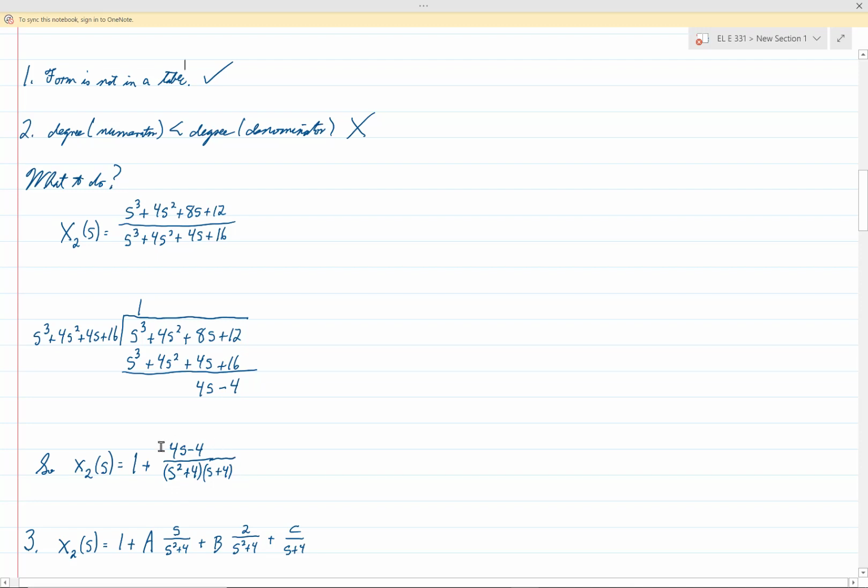Notice that now that we have done that step, this term right here does have the property that the degree of the numerator is strictly less than the degree of the denominator. So for the rest of the problem, we'll just carry along this 1. We don't have to worry about it anymore, because we know that the inverse Laplace transform of that is just delta of t. So we'll just carry that along with us. And now for the rest of the example, we are going to work with this.